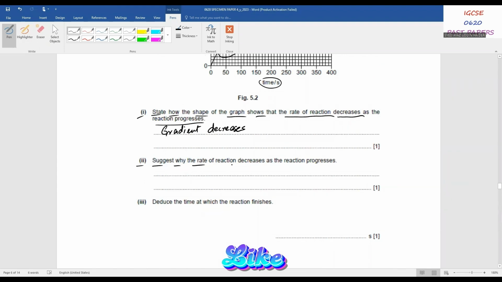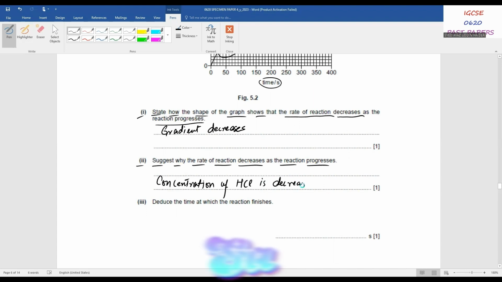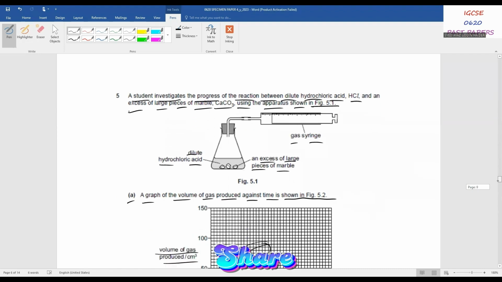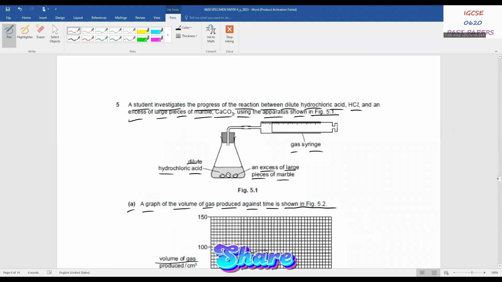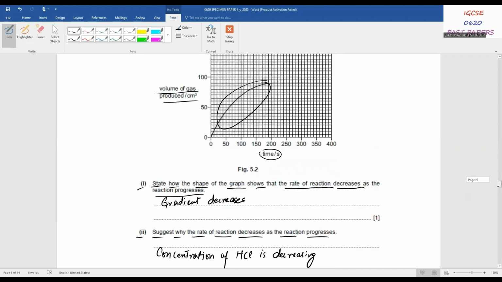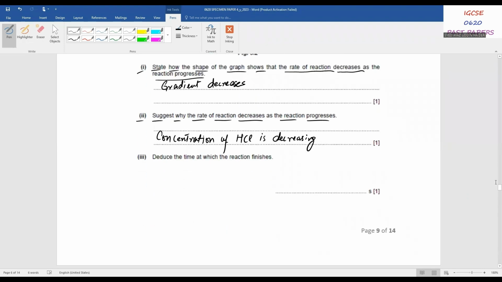Suggest why the rate of reaction decreases as the reaction progresses. It's very simple. Concentration of HCl is decreasing. Because if you look at the question, CaCO3, which is marble, is in excess. So HCl is the limiting reactant. So the gas produced will depend on the limiting reactant here. So that's why concentration of HCl is decreasing.